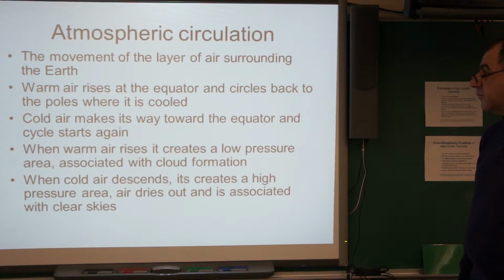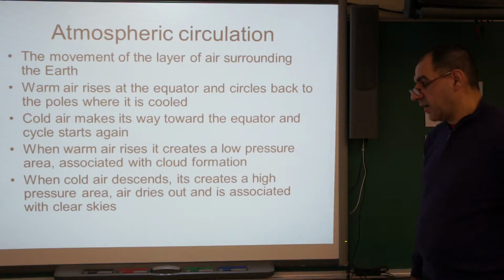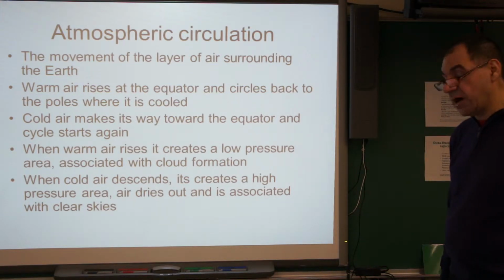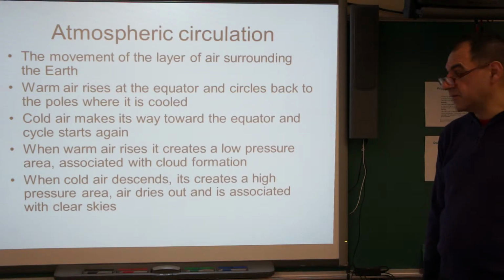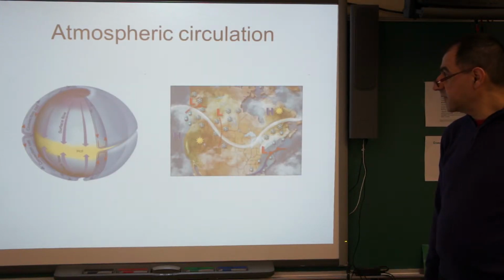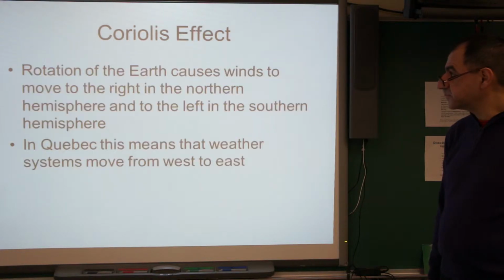Atmospheric circulation, the movement of the layer of air surrounding the Earth. Warm air rises at the equator and circles back to the poles where it is cooled. Cold air makes its way back towards the equator and the cycle starts again. When warm air rises, it creates a low pressure area associated with cloud formation. And when cold air descends, it creates a high pressure area. Air dries out and is associated with clear skies. So this is atmospheric circulation.